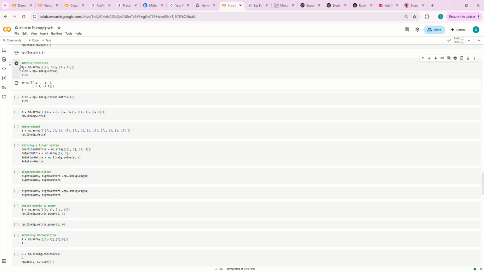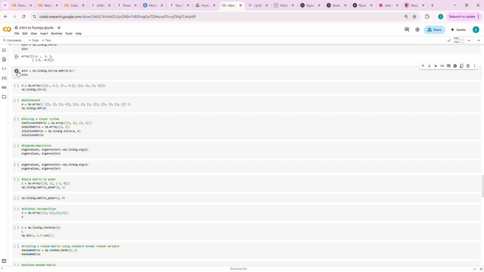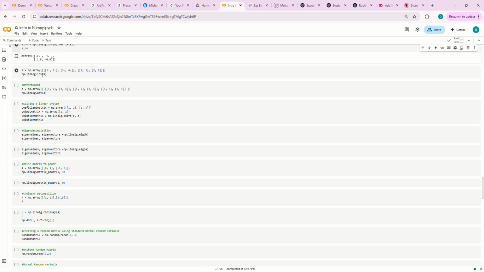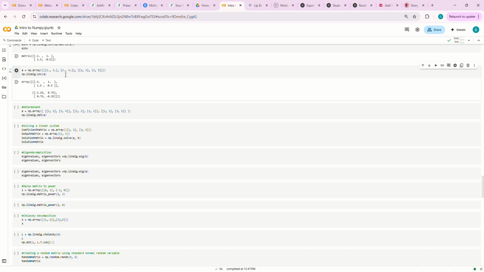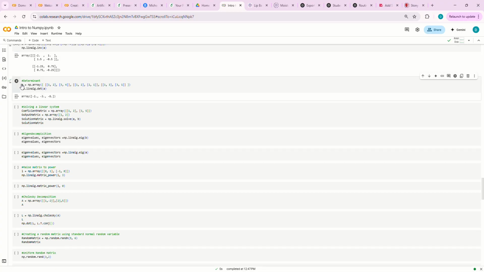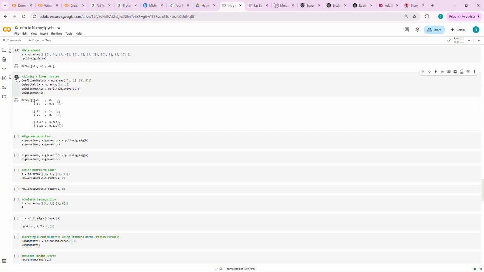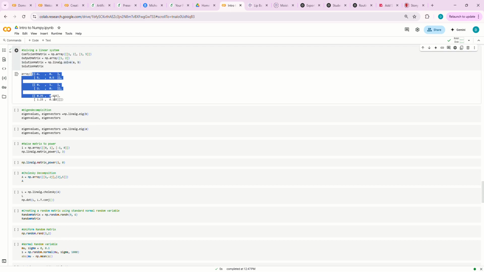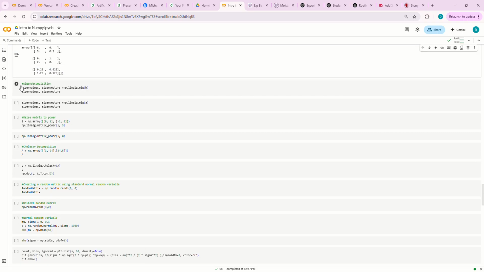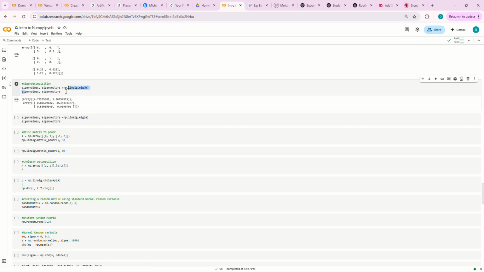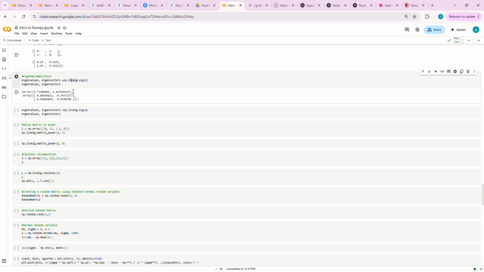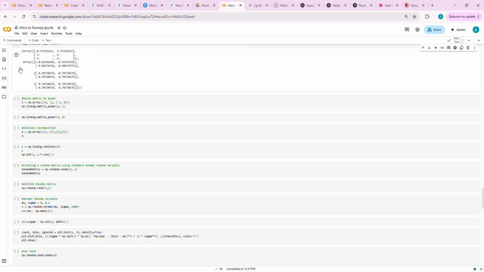Matrix operations: we invert a matrix. Invert another matrix, and we take the determinant. Solve a linear system, so we have a coefficient matrix, we have an output matrix, and then we do the solve, and then we get the solution matrix right here. We can also take the eigenvectors and eigenvalues using np.linalg.eig. So here are the eigenvalues, here are the eigenvectors. Let's do that for A as well.